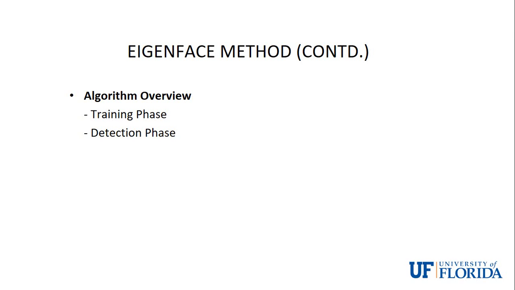The algorithm can be broadly divided into two phases: the training and the detection phase. In training, images are fed into the system and, using the principal components, an eigenspace is generated. In the detection phase, weights of eigenfaces are combined to reconstruct the face, and the highest weight or the minimum distance is the resultant ID of the subject detected.